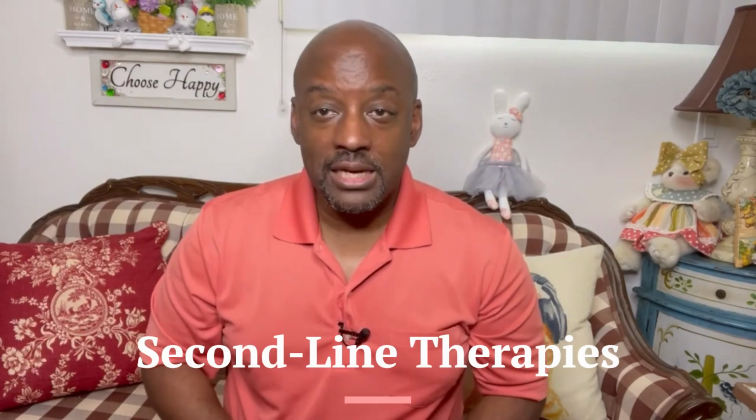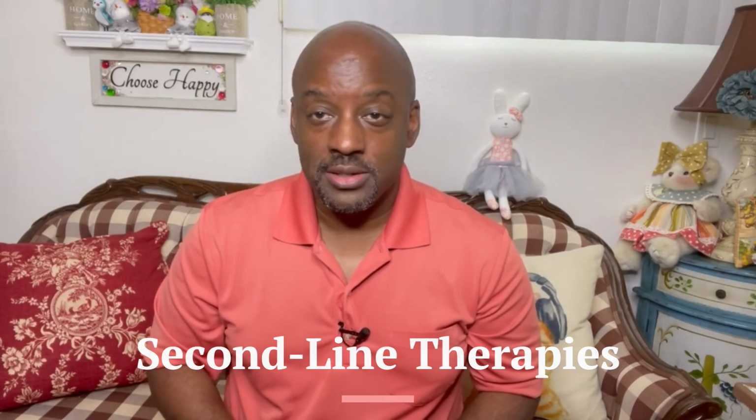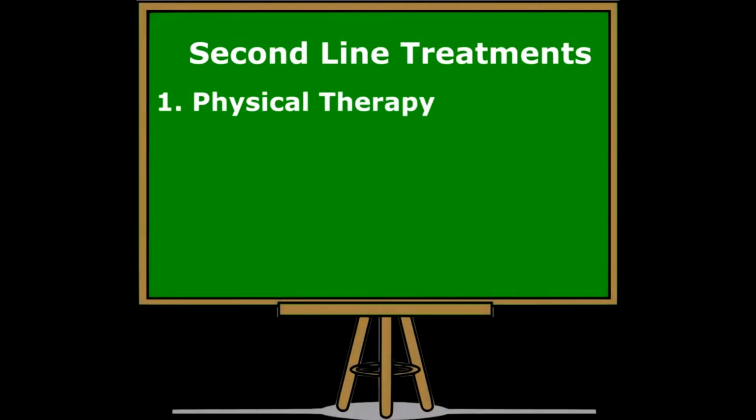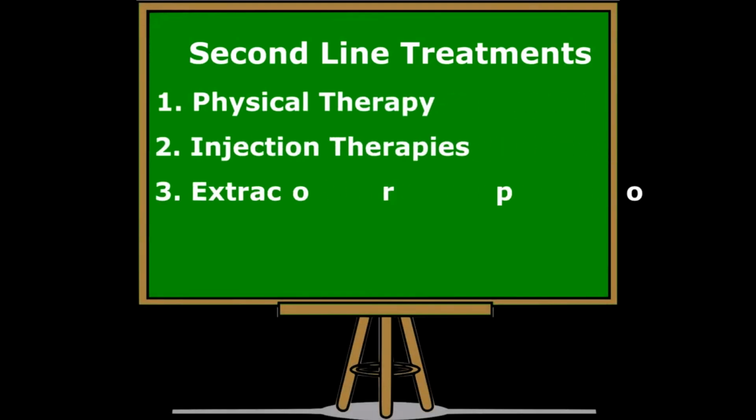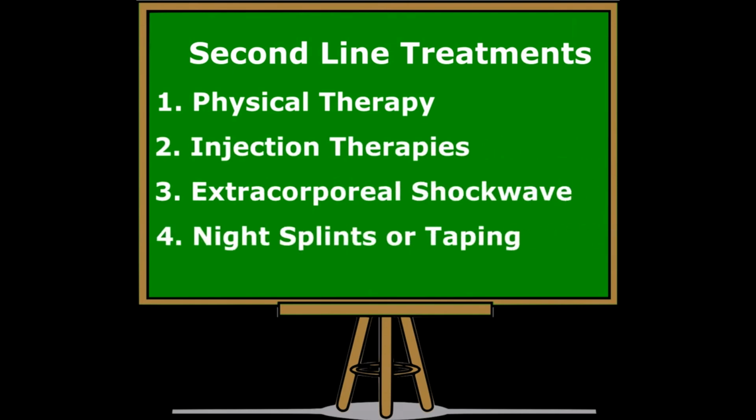Now let's look at second-line therapies for plantar fasciitis. Second-line therapies are considered ones that would be done if the symptoms are not improving within 6 to 8 weeks. And usually these involve more intensive or invasive techniques. Second-line therapies for plantar fasciitis include physical therapy, injection therapies, extracorporeal shockwave treatment, night splints, and taping.